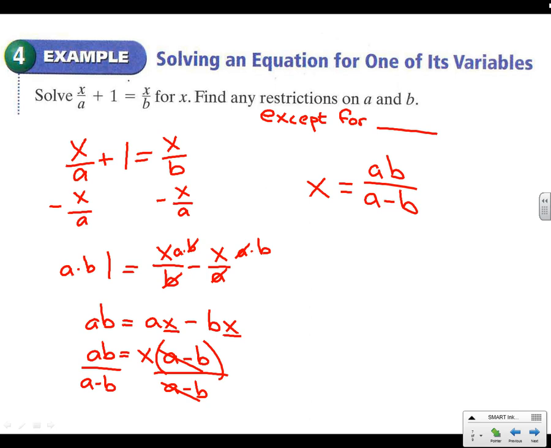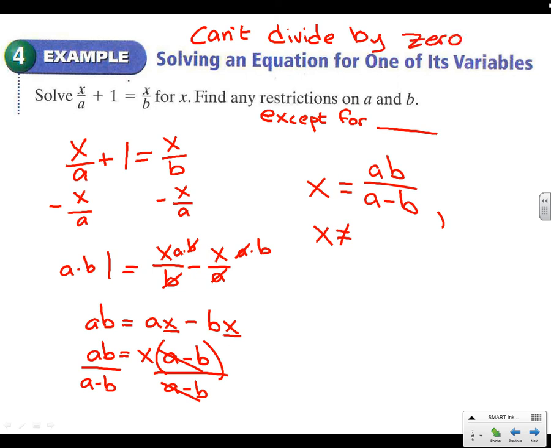Okay? And that's our answer, except we're going to say comma, x cannot equal a few things. So here's what we're going to say. Remember that you can't divide by, if you said 0, nice job. You can't divide by 0.